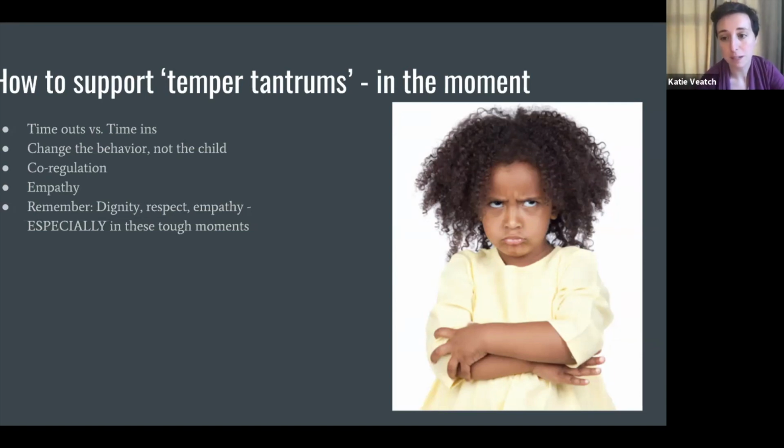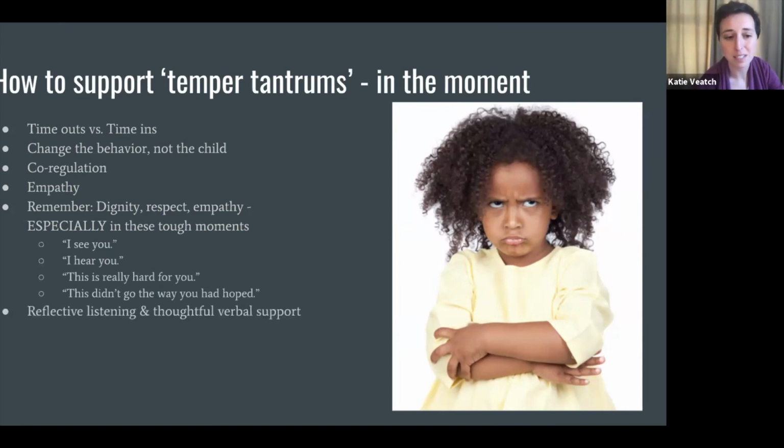It doesn't mean they're going to watch TV. It doesn't mean they're getting away with anything. They're just experiencing those feelings. I see you. I hear you. This is really hard for you, and it didn't go the way you'd hoped. I get that. And we can really get that, right? You can think about a time in your life when things didn't go your way. Oof, I get so mad. It's hard to control that.